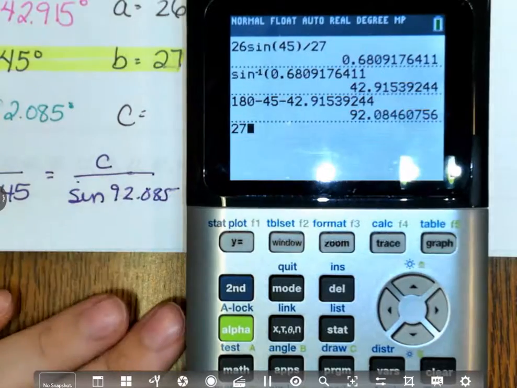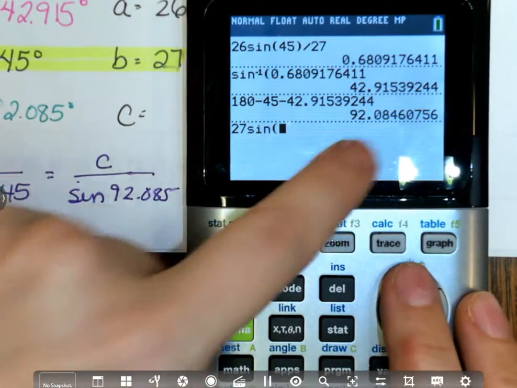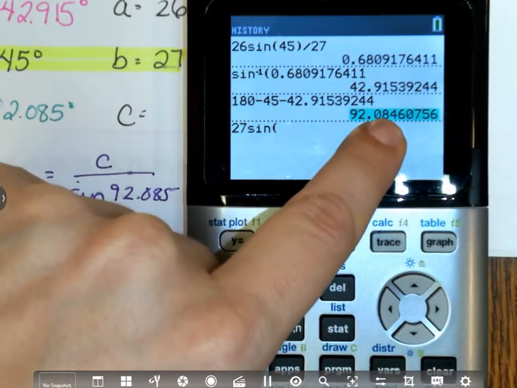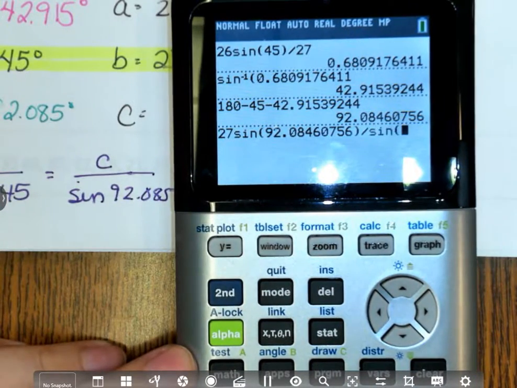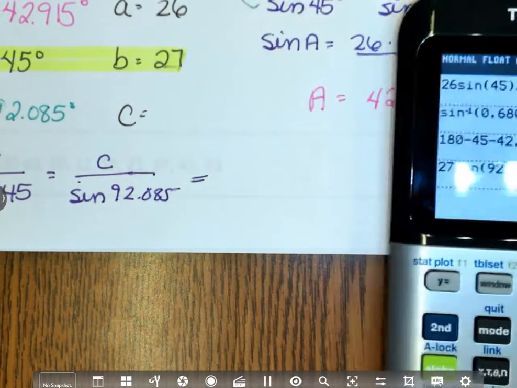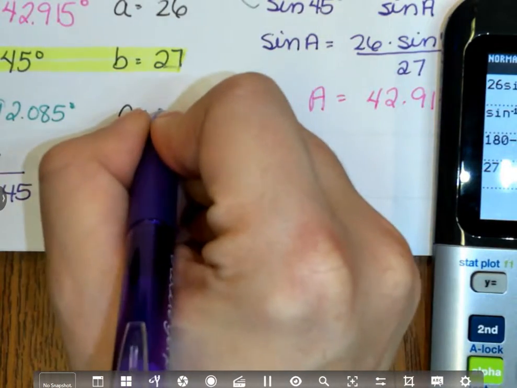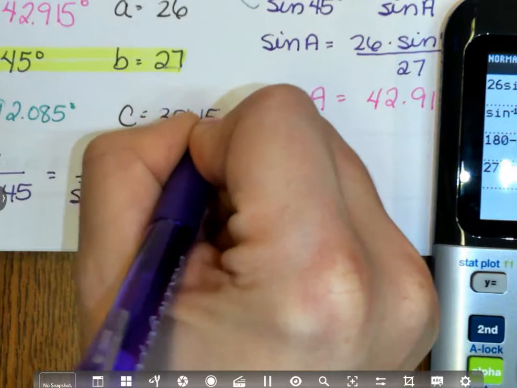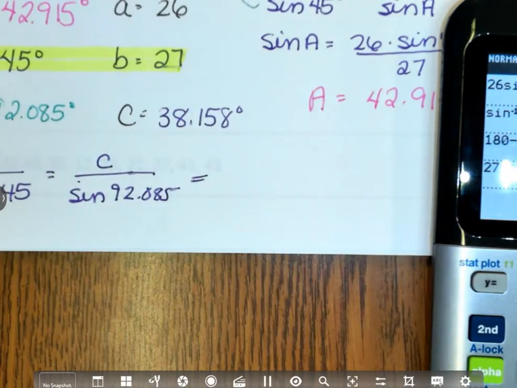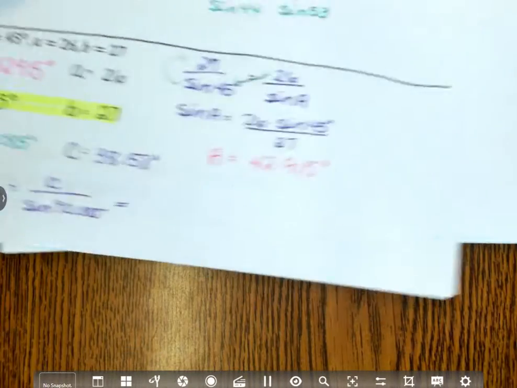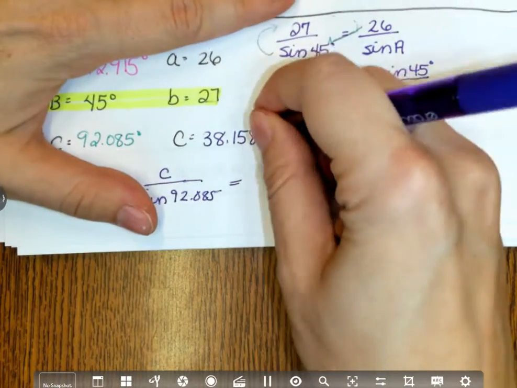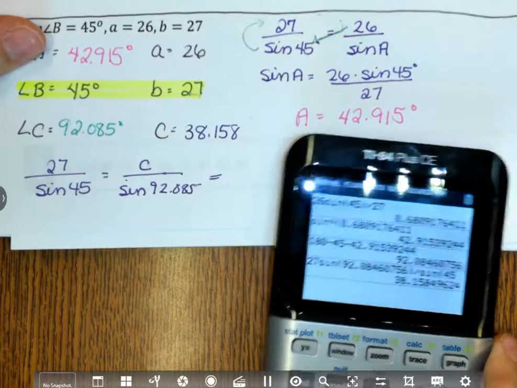27. And then I'm going to do sine, arrow up to grab it, enter, pulls it down, divided by the sine of 45. And so I get C is 38.158. Oh, not degrees, thank you. Used to writing degrees on that problem.